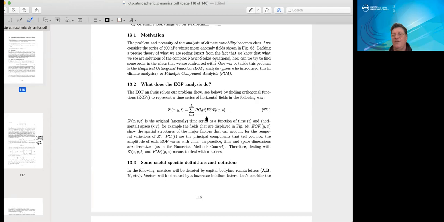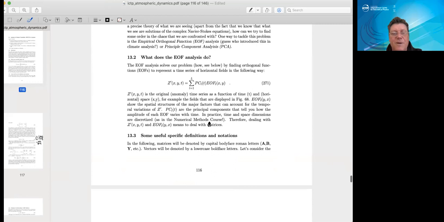Also, if I want to exchange data with you and I find, oh, I can express my data with just a few of these components, then I just give you this principal component and the few EOF fields instead of the whole three-dimensional data set. Or the data set can be four-dimensional, but we assume here it's simpler.